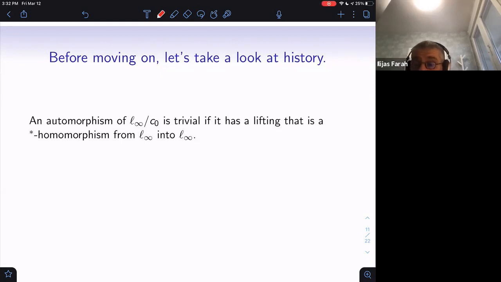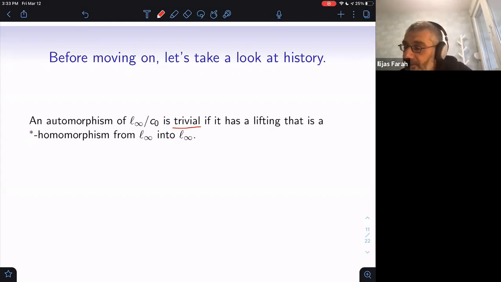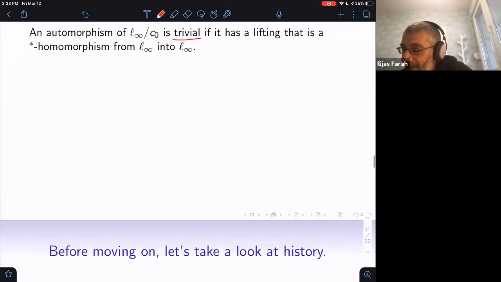The algebra is abelian, so it doesn't have any non-trivial inner automorphisms, but we can talk about trivial automorphisms, and those are the ones that can be lifted to a star homomorphism from L infinity to L infinity. Another way to say this is that there is a bijection between cofinite subsets of natural numbers corresponding to indices, so that that bijection sends elements to elements of L infinity.